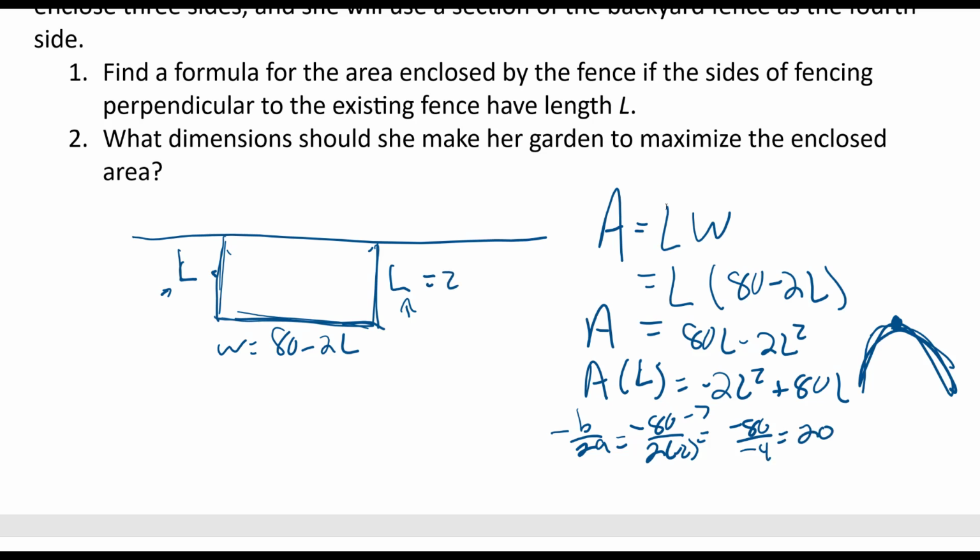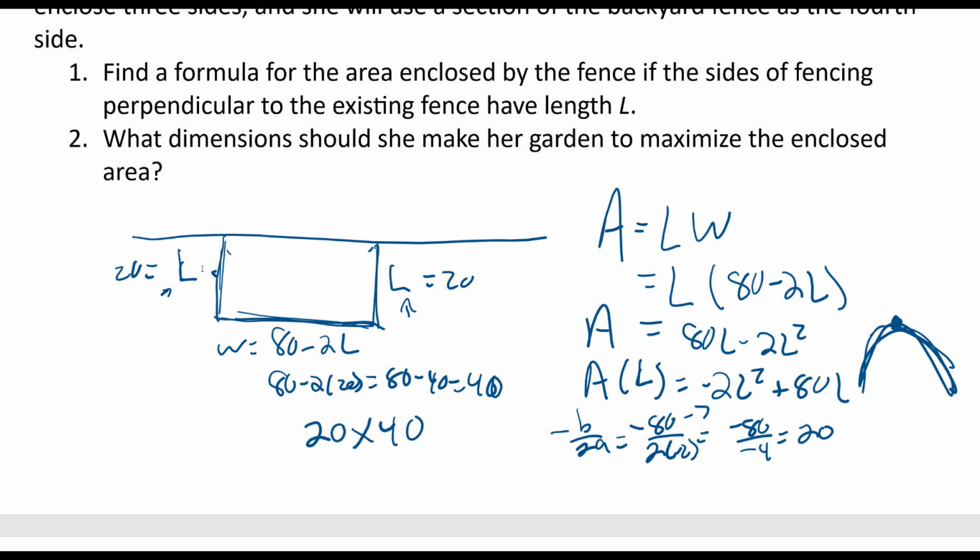So this side is 20 and this side is 20, and we can just subtract and get 80 minus 2 times 20, which is 80 minus 40, or 40. So our dimensions would be 20 by 40. And that's it. That's the maximum area.